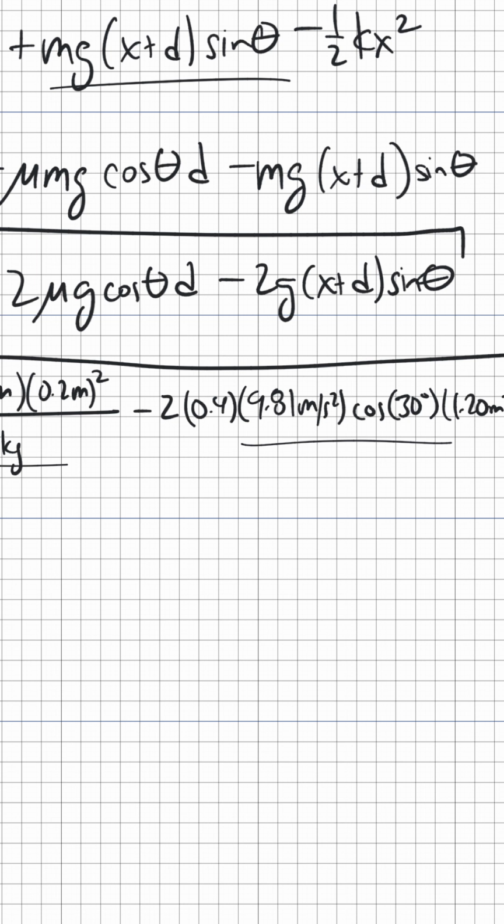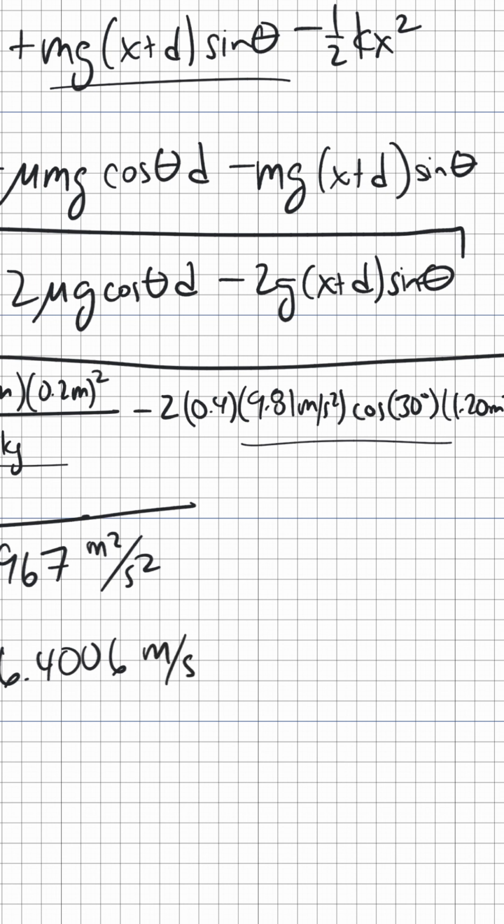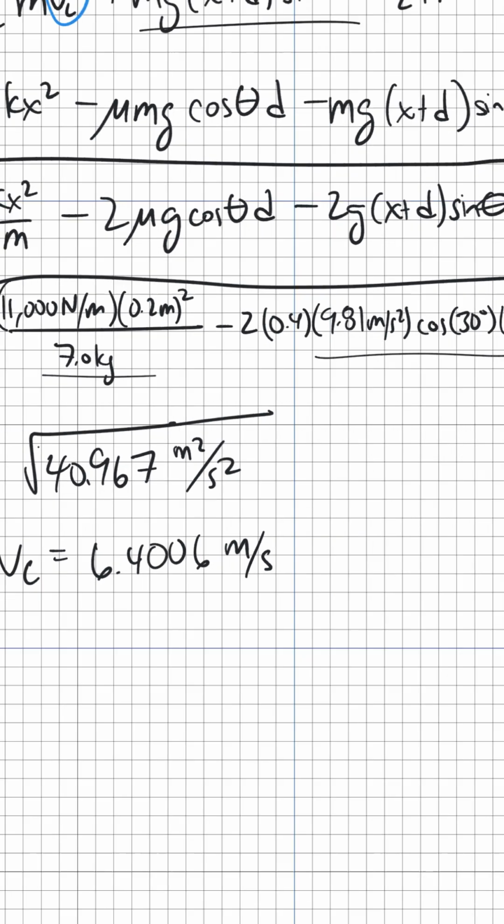Okay, good. So if I plug all this into the calculator, again, I'm still using this phone. So I get the square root of 40.967, and the units on all of those things is meters squared over seconds squared. So for the velocity at c, if I raise this to the 0.5 power, I get 6.4006, and hopefully that matches the key. 6.4005, okay. I think I probably had a rounding error on the key. Anyway, how many sig figs are we doing on this problem? Two.